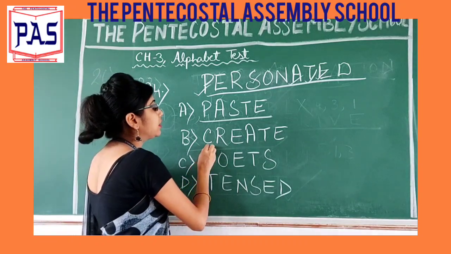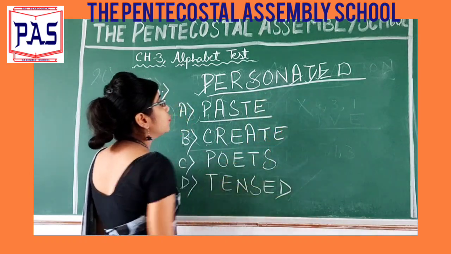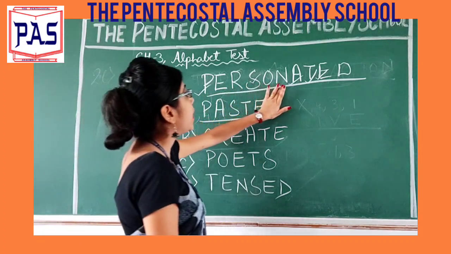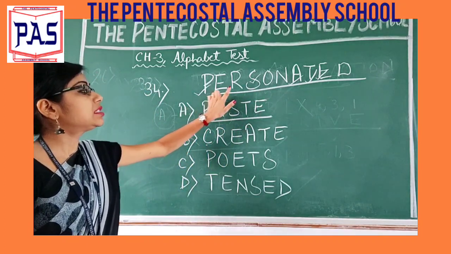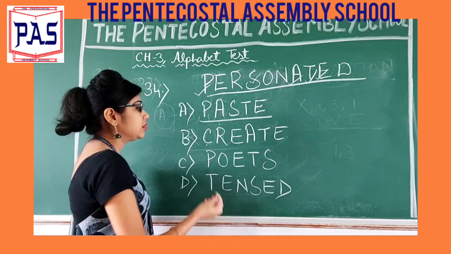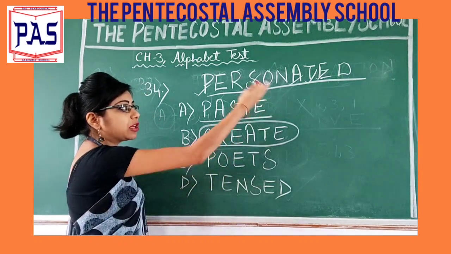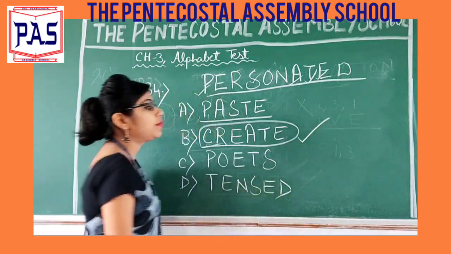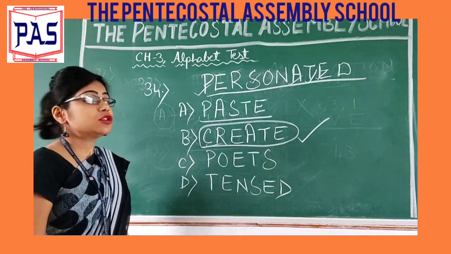So next is C, create. C, personated. No, we cannot find the letter C. P-E-R-S-O-N-A-T-E-D. Yes, we cannot find letter C in personated. So how will we create the word create from the given word? So, here is your answer. We cannot make the word create from the given word personated.